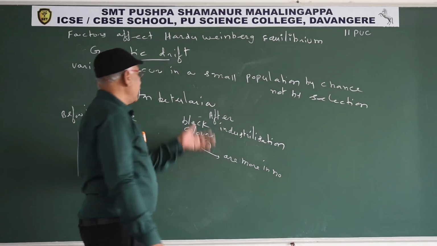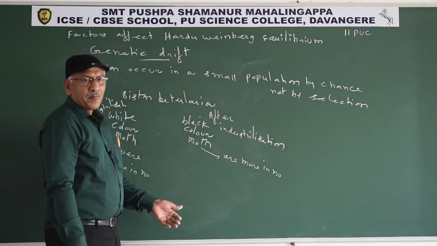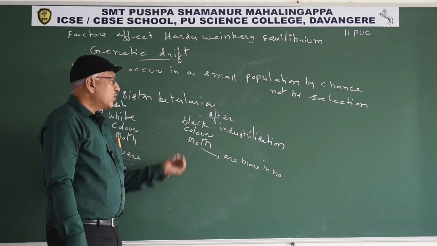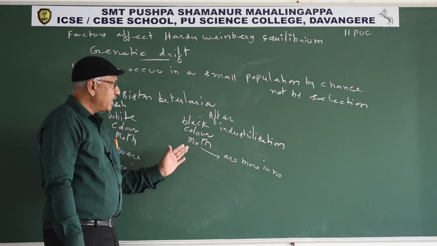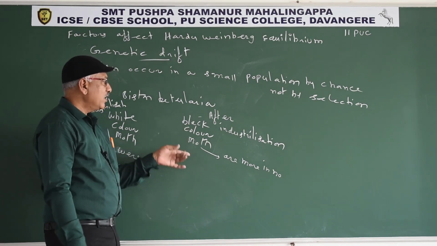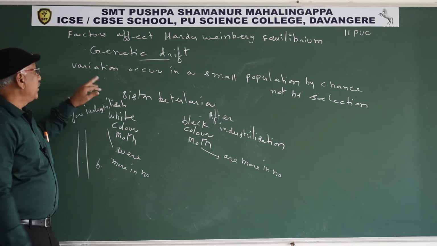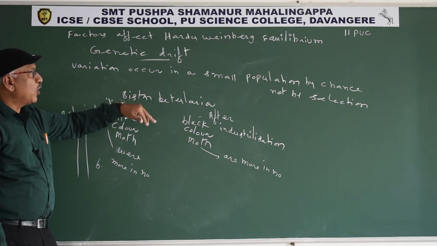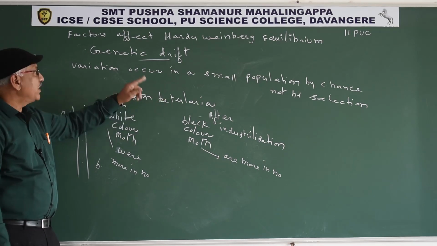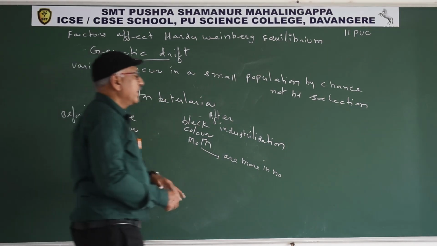After industrialization, the bark becomes black in color. The birds eat away most of the white color moths. Means after industrialization, nature selected the black color moths. So what is the definition? Variation occurring in a small population by chance, not by selection, is known as genetic drift.